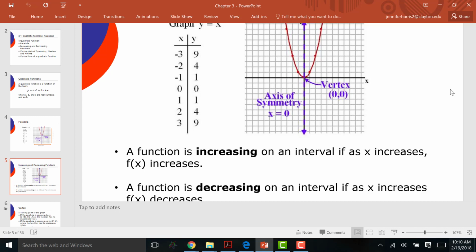All right? You agree with that? Yes. Okay. So where is this function, meaning where is this curve coming down? If you're looking at the x-axis, look at the x-axis. Here's my x-axis right here. From where to where is this coming down?